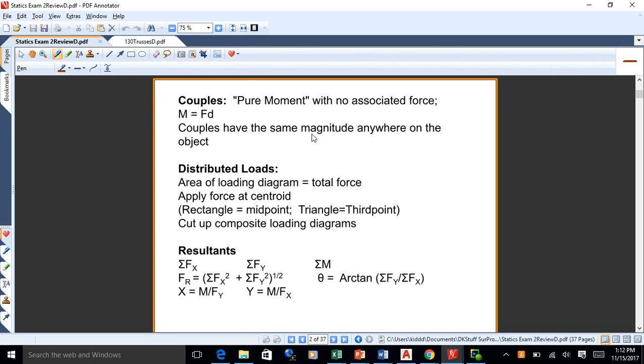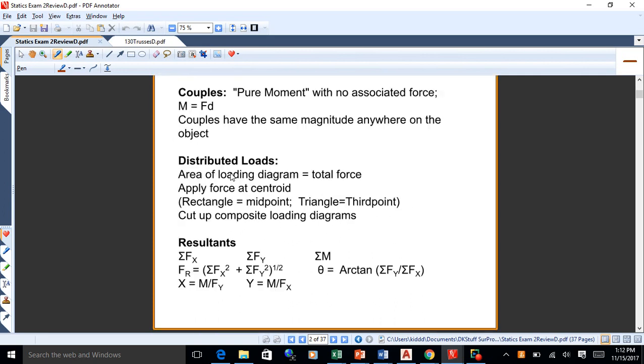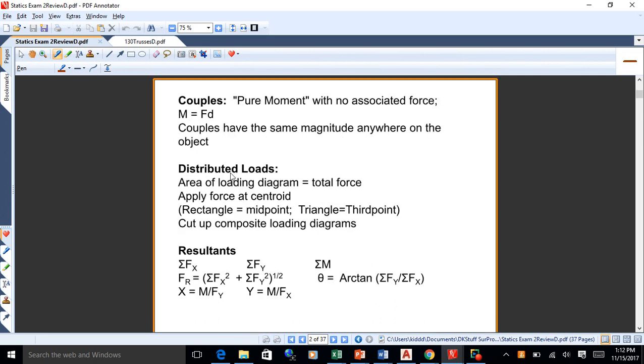For a rectangle, it's midpoint. Triangle, it's what I call the third point for a right triangle. Third of the distance over from the right angle. 2/3 of the distance over from the vertex. We got composite loading diagrams, cut them up. Okay, resultants there, we got the different formulas for all that.